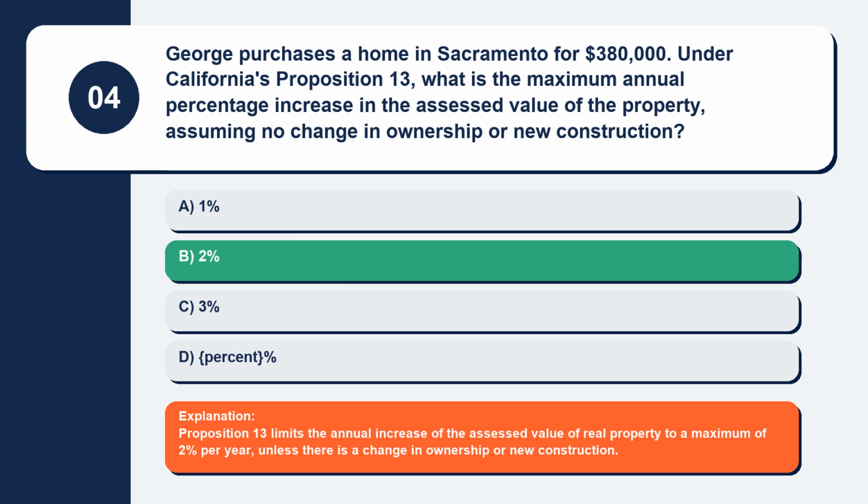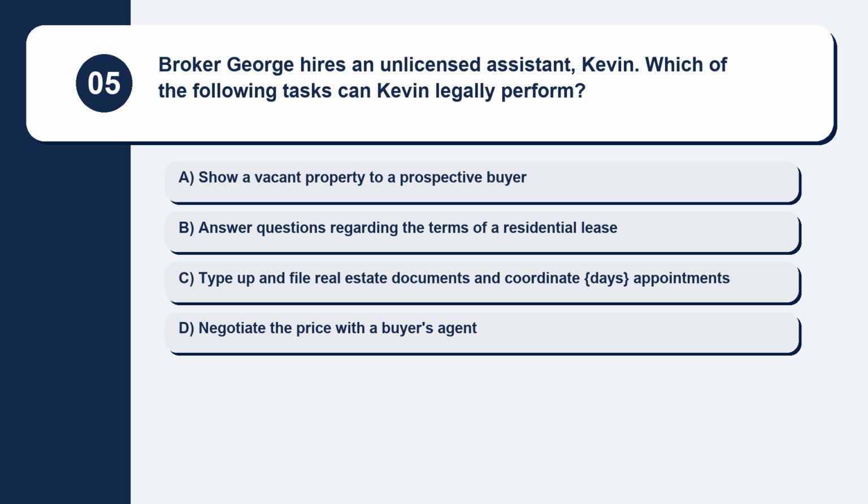Explanation. Proposition 13 limits the annual increase of the assessed value of real property to a maximum of 2% per year, unless there is a change in ownership or new construction. Question 5. Broker George hires an unlicensed assistant, Kevin. Which of the following tasks can Kevin legally perform?